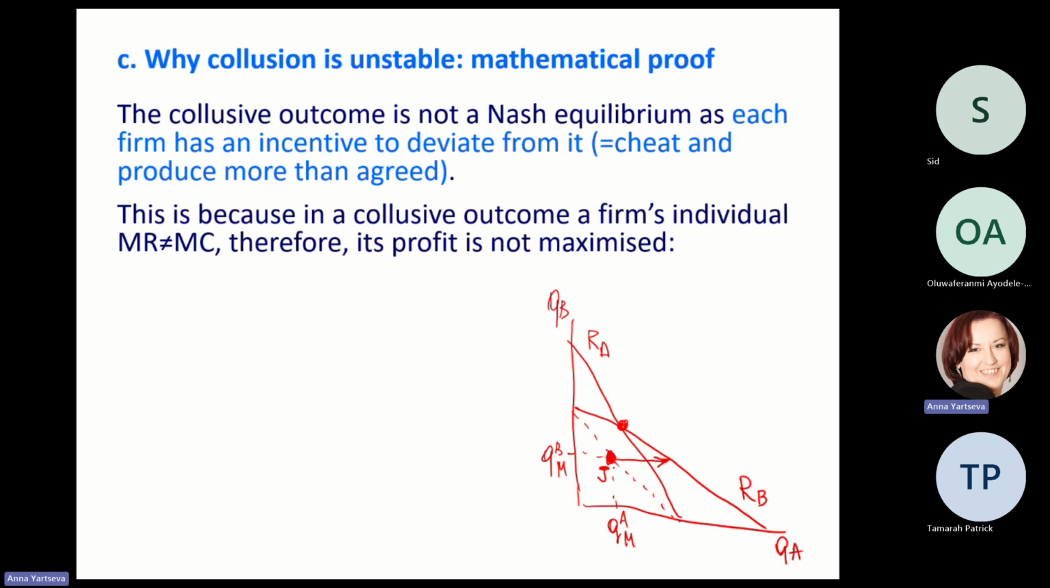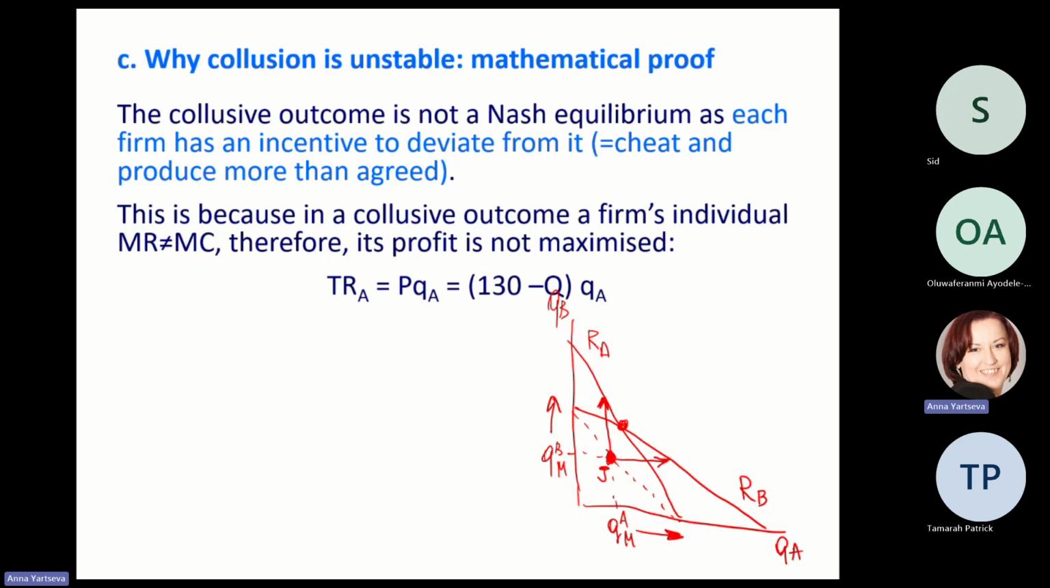Let me just do it this way. So company B would prefer to be here and company A would prefer to be here. So strictly speaking, they would prefer to move to these points. And they have an incentive to deviate, to vary their output, to increase production. They understand that they're now doing the best they can, but individually they have an incentive to deviate, to cheat and produce more than their agreed quota.